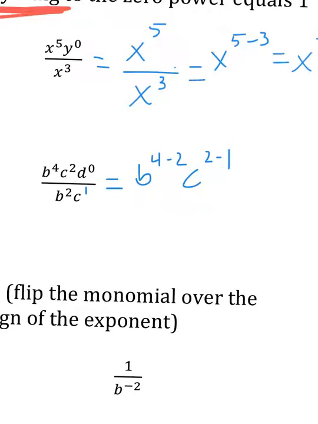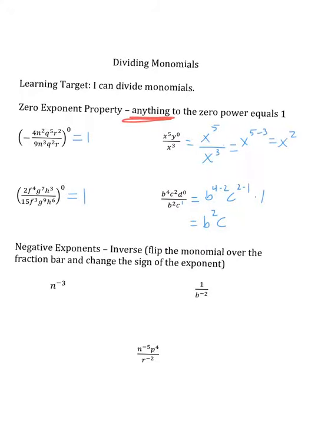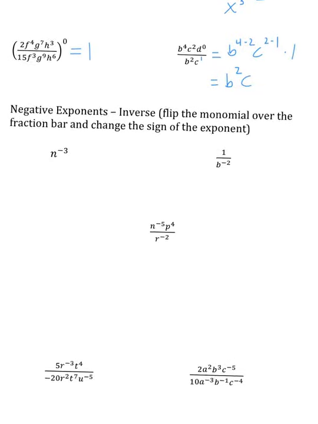And then d to the 0. We're just going to say that's multiplied by 1. We can simplify that a little further. b to the 4 minus 2 is going to be b squared. And c to the 2 minus 1, that'll be c to the 1, or just c. So 0 exponents actually make things a little bit easier for us most of the time.